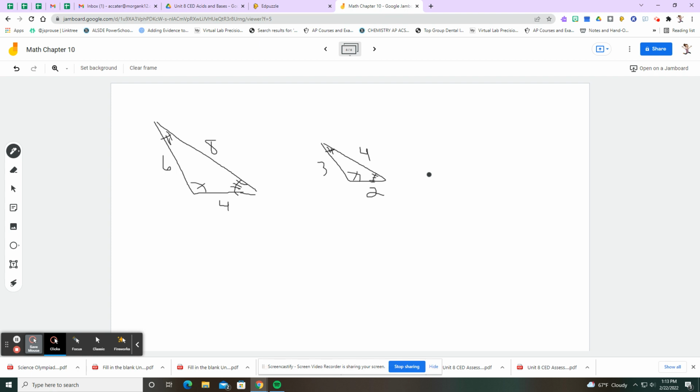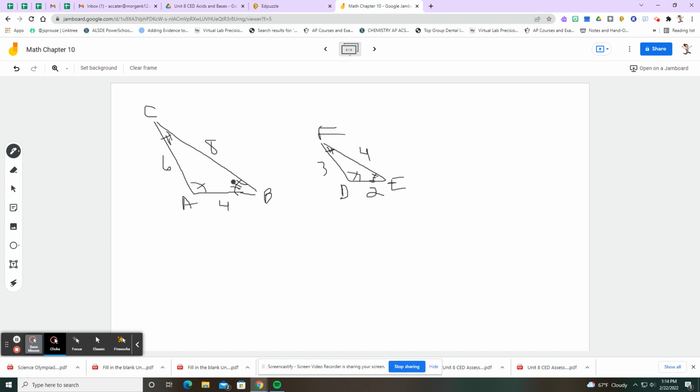So if you look at the angles, okay, let's letter these. So that's A, B, and C, and this is D, E, and F. So angle ABC and angle DEF are similar.